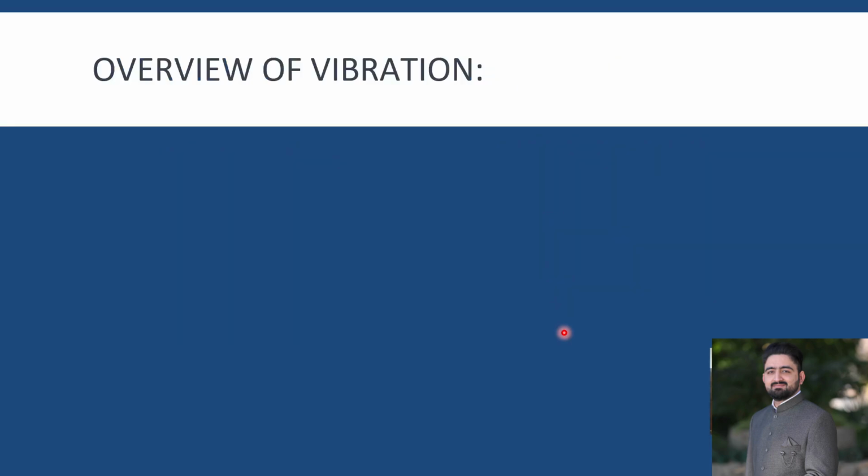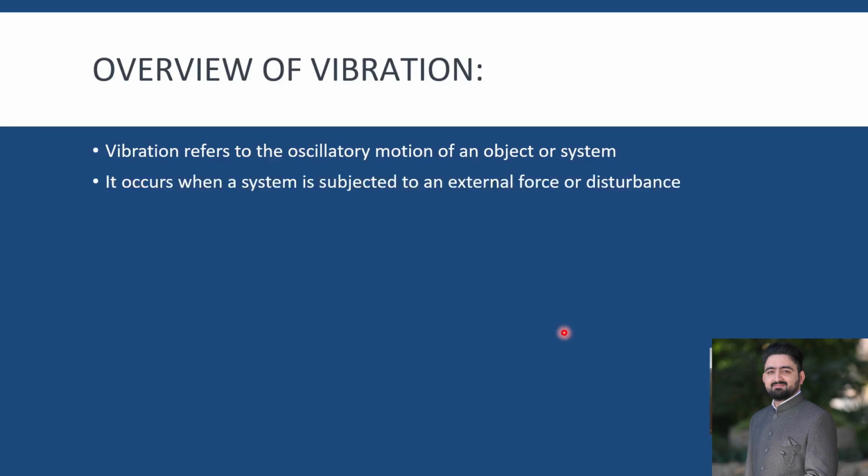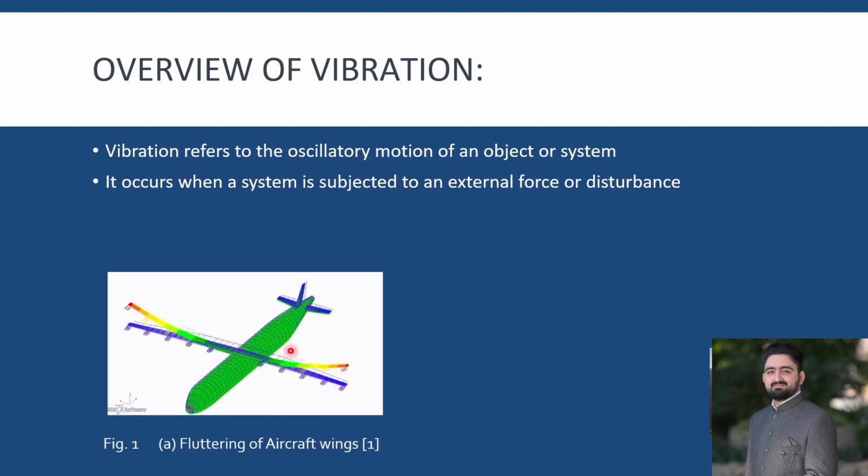So first of all, let's understand vibration. It is basically the oscillatory motion of an object or a system. A system can be any mechanical component or an assembly. It occurs when a system is subjected to an external force or disturbance. For example, the fluttering of an aircraft wing. It happens because of the load of the fuselage, the load of the aircraft engines, and air drag.